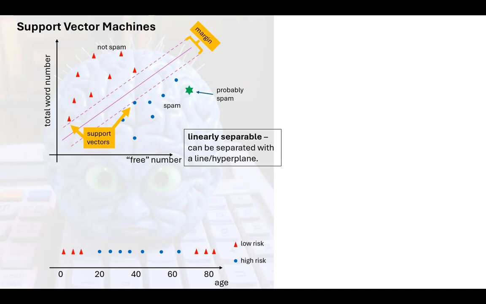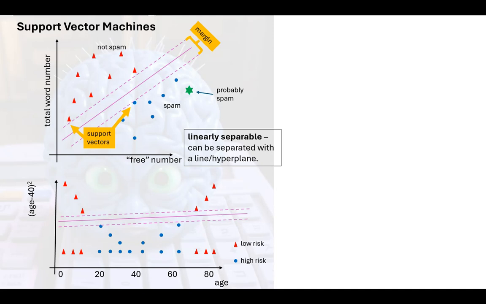For example, this chart shows the risk of a particular disease with age. We can see that the risk is low for very old and very young people, but we can't draw a single straight line to separate them. So we use a kernel trick to transform the data, adding another dimension. In this case, we apply a quadratic transformation, and now we see that a line can be drawn.